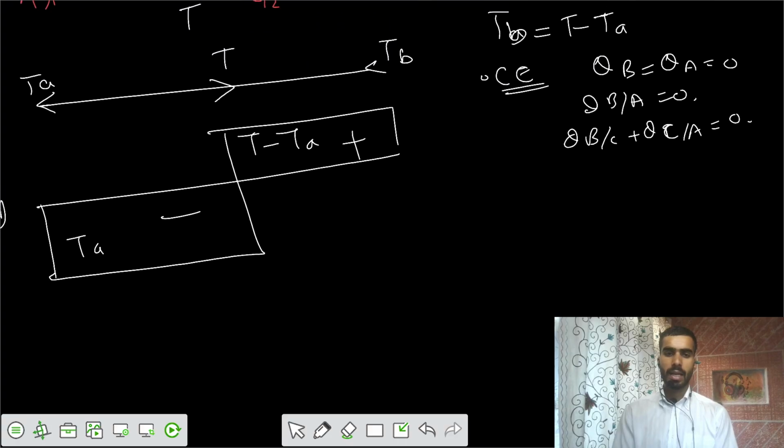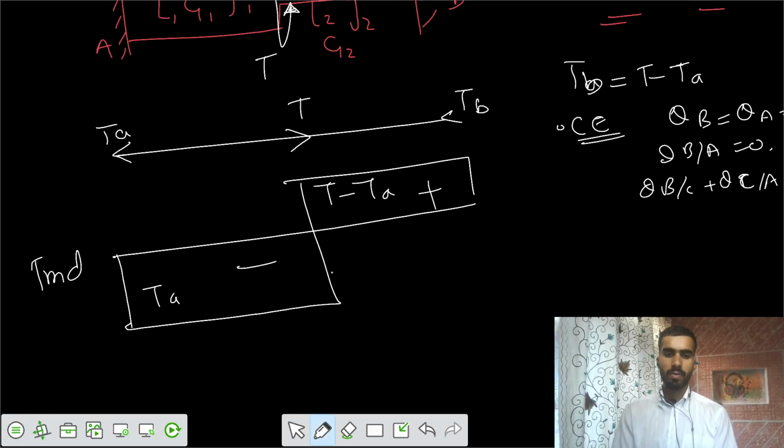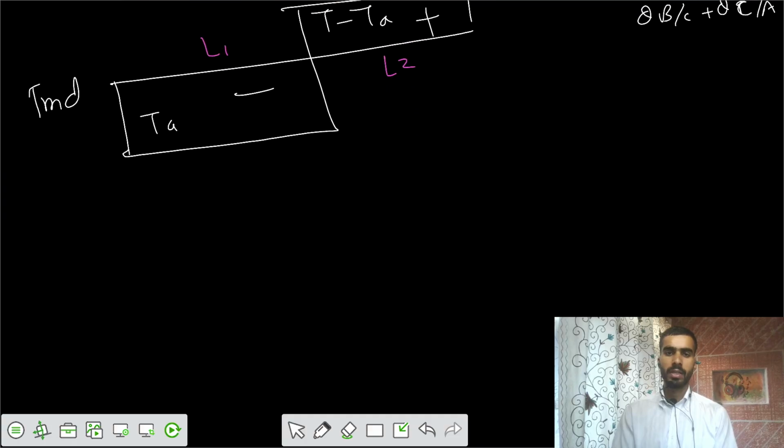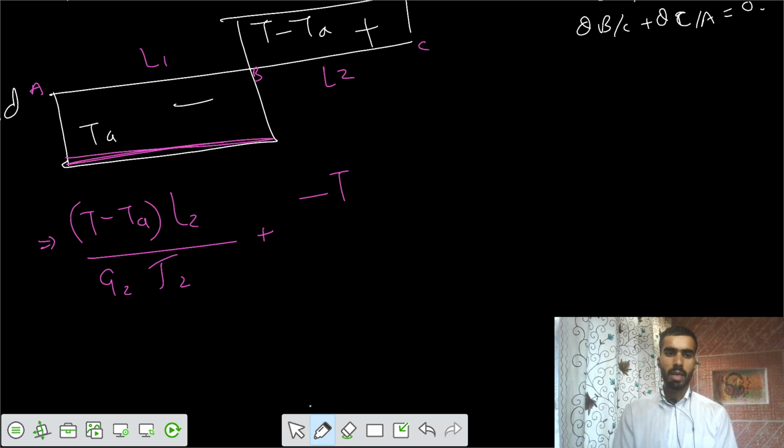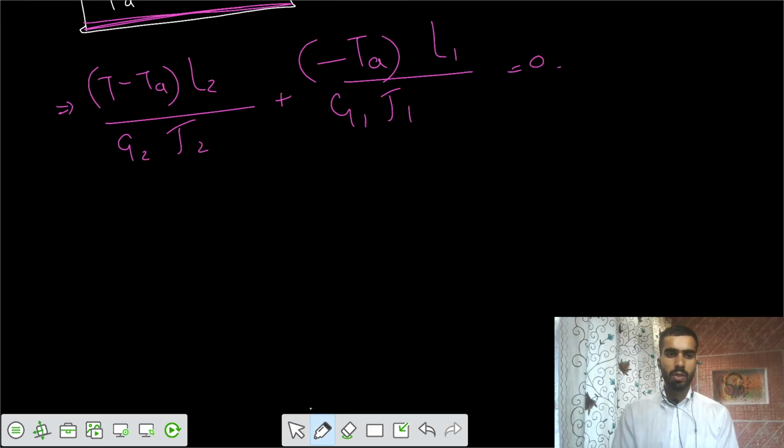Now write the equation. You have this length L1 and this length L2, and G and J are also different. So let's write the equation theta BC. I would write (T minus TA) L2 by G2 J2, plus the torque for the second one, AB, minus TA L1 by G1 J1, and that equals 0.